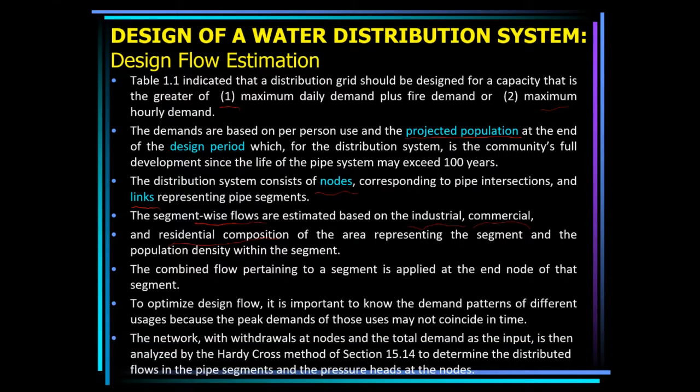The network with withdrawals at nodes and the total demand as the input is then analyzed by the Hardy-Cross method to determine the distributed flows in the pipe segments and the pressure heads at the nodes. So what are we saying here? Once we have the total demand as input, we now use the Hardy-Cross method to analyze the flows in each pipe, as well as the pressure heads at each node.